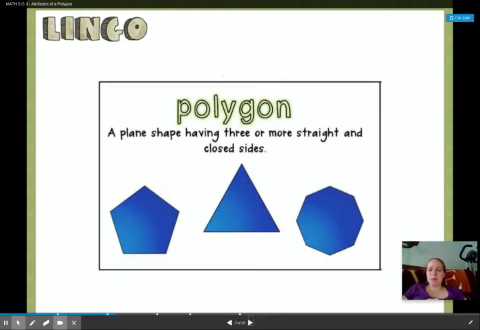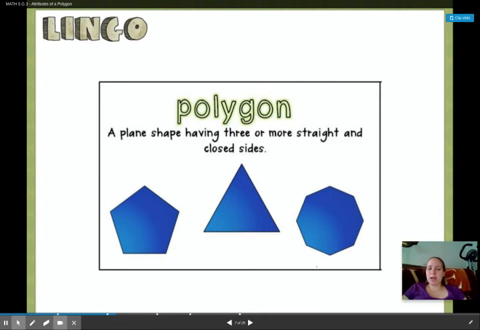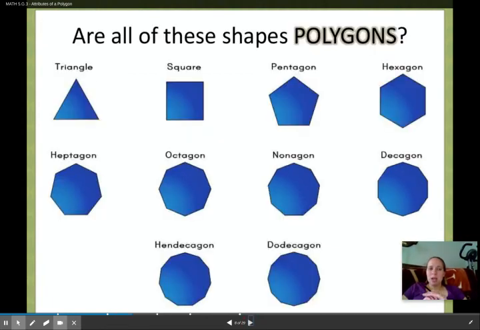We're also going to be talking about this keyword, polygon. Hopefully that's not unfamiliar to you. You should have heard this word before, but it is a plane shape having three or more straight and closed sides. So all of these are examples of polygons.